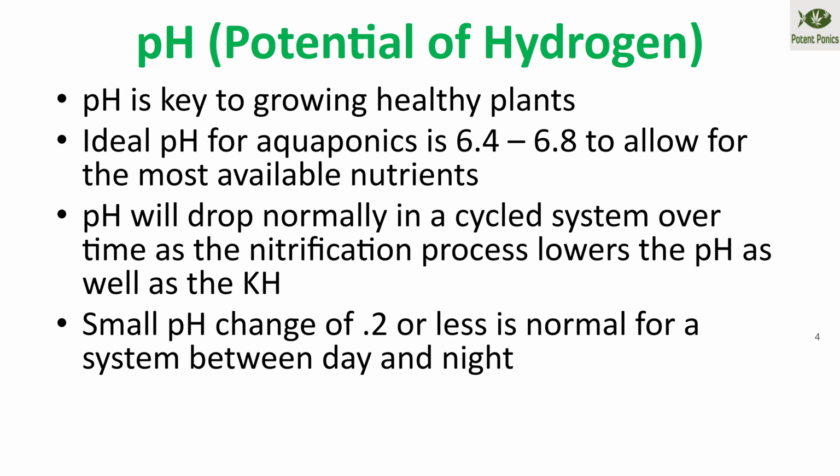In general, for soil and aquaponics, 6.4 to 6.8 is going to give you the best nutrient bioavailability for your crops. If you're doing hydro, you can aim a little bit lower. But in general, for soil and aquaponics, you're aiming for 6.4 to 6.8.